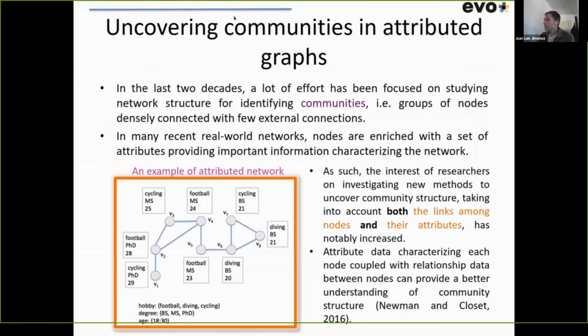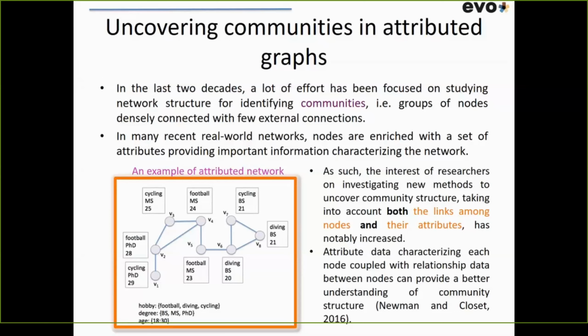The problem of identifying communities in networks has been largely studied in these last years. Commonly, communities are groups of nodes with many internal links between them and few links with the external nodes. However, many of the real-world networks with which we deal are characterized by nodes, links, and attributes on nodes and/or links, as in the example figure, where, as you can see, each node, which represents an individual, has three kinds of attributes like a hobby, a kind of degree, and the age.